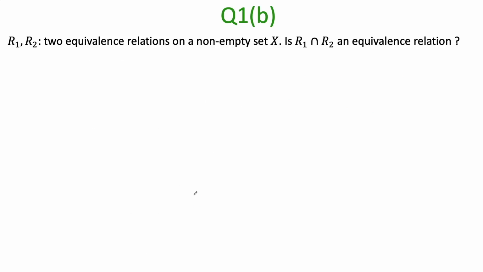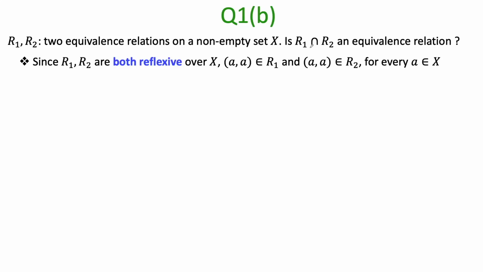In part B of question 1, we are asked to prove or disprove whether the intersection is an equivalence relation or not. And it turns out that the intersection of two equivalence relations over the same set X is always an equivalence relation. So let's prove the three required properties.